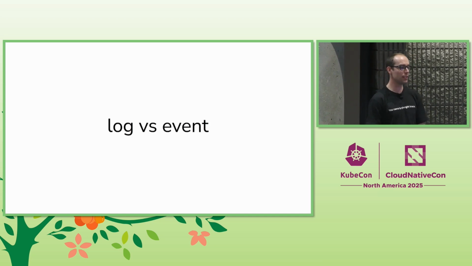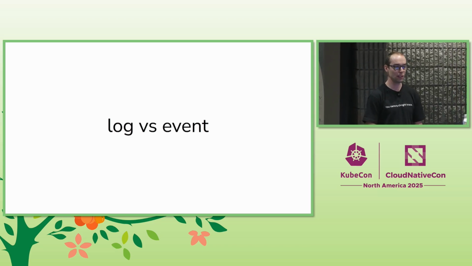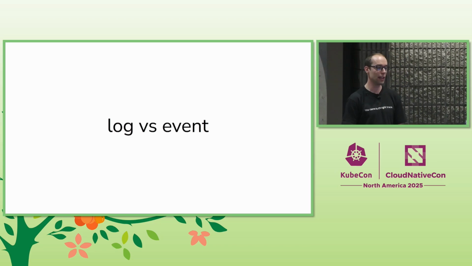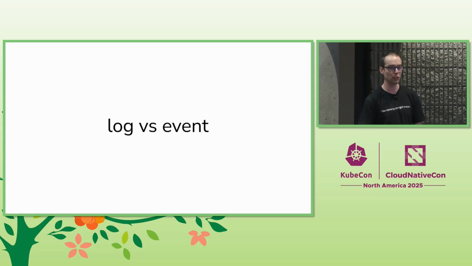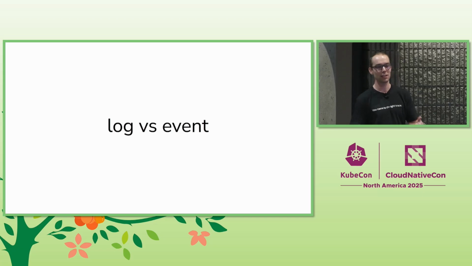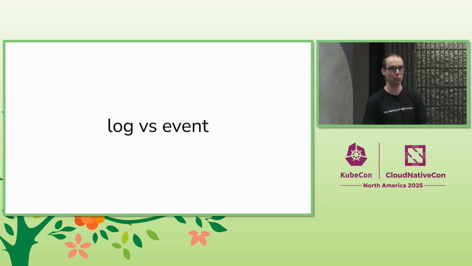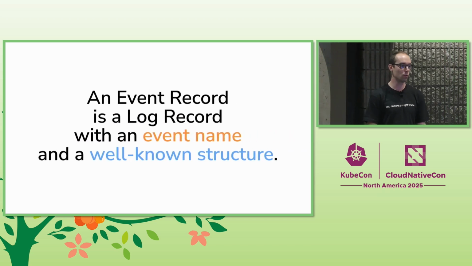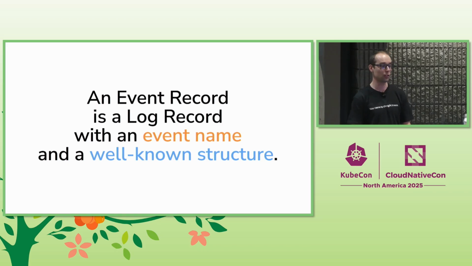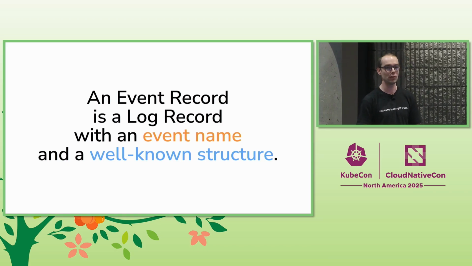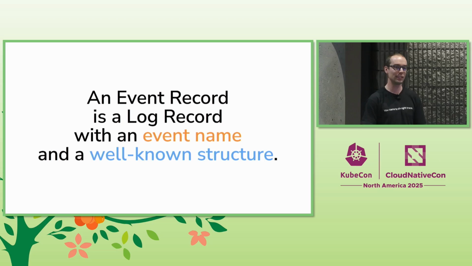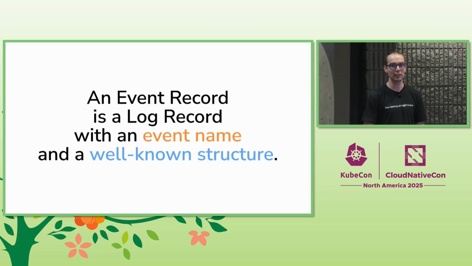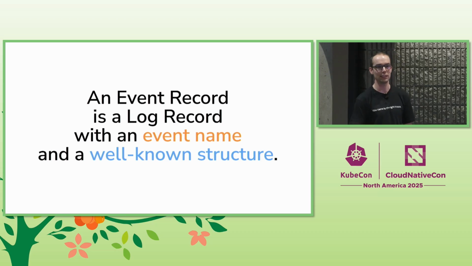But what is the difference between logs and events? In OpenTelemetry, a log record is general-purpose logging, human readable, something that you emit using your logging libraries, while an event record is a well-defined occurrence that something specific has happened, something that you should actually care about. So long story short, an event record is still a log record, but it has an event name and a well-known structure. Well-known structure means that it follows the semantic convention for the attributes that are being used and the types that are used inside.